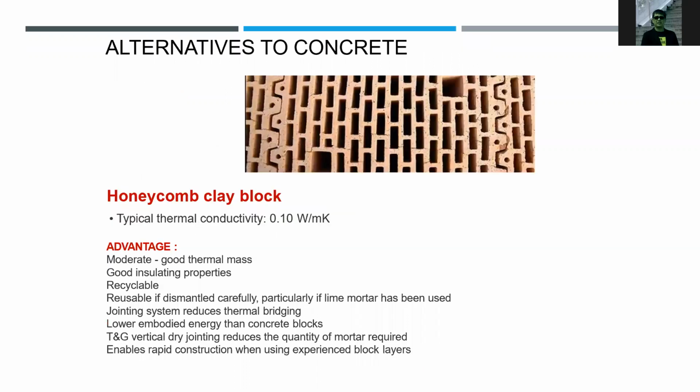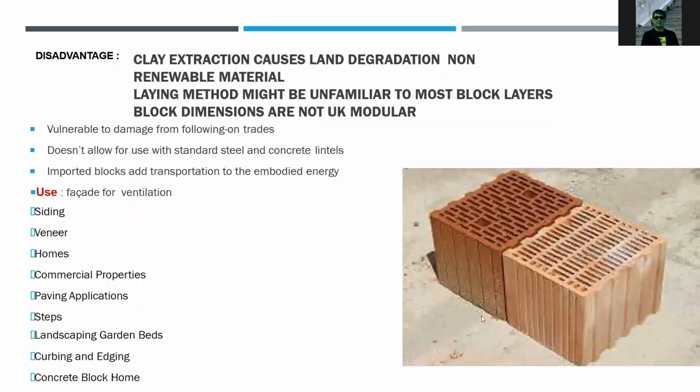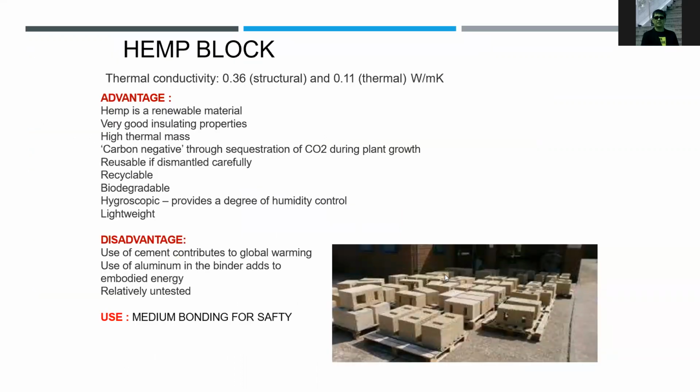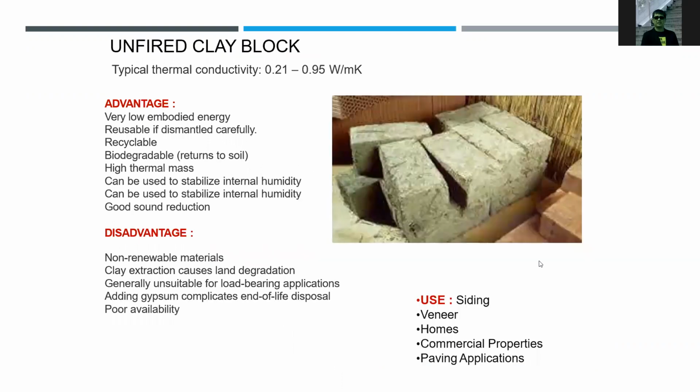So this is also an alternative to concrete, the honeycomb clay block. Okay. So this is a sample of a honeycomb clay block. We also have a hemp block. Hemp is a renewable material with very good insulating properties, high thermal mass, carbon negative, reusable if dismantled carefully, and recyclable. It's biodegradable, hygroscopic, and lightweight. And the unfired clay block has very low embodied energy, reusable if dismantled carefully, recyclable, biodegradable, high thermal mass, and good sound reduction.